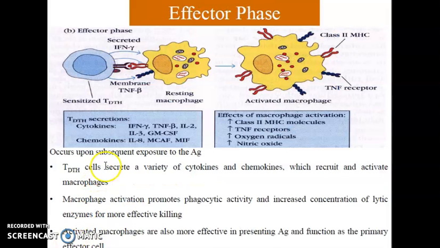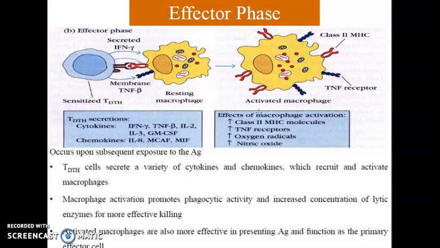Let's see the properties of the effector phase. It occurs upon subsequent exposure to the antigen. The TDTH cells secrete a variety of cytokines and chemokines which recruit and activate macrophages. Macrophage activation promotes phagocytic activity and increased concentration of lytic enzymes for more effective killing. Activated macrophages are also more effective in presenting antigen and function as a primary effector cell.